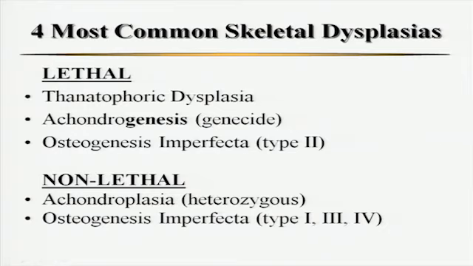So the four most common skeletal dysplasias that we'll look at, so the lethal ones are going to be the thanatophoric dysplasia, achondrogenesis, and then osteogenesis imperfecta type 2. Non-lethal are going to be your achondroplasia, the heterozygous, because the homozygous achondroplasia would go up into the lethal. And then the OI, osteogenesis imperfecta type 1, 3, and 4.